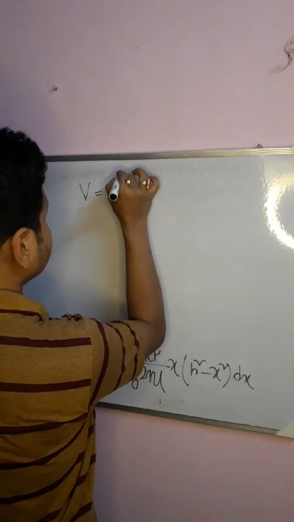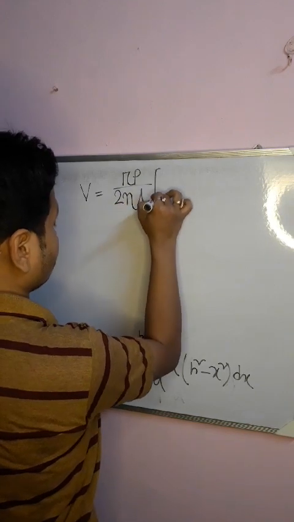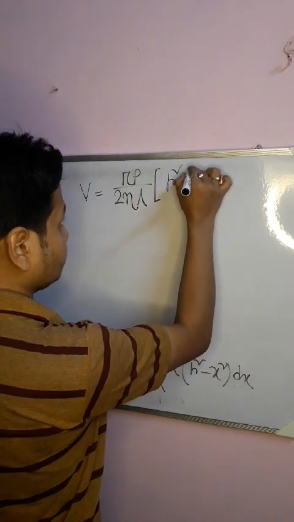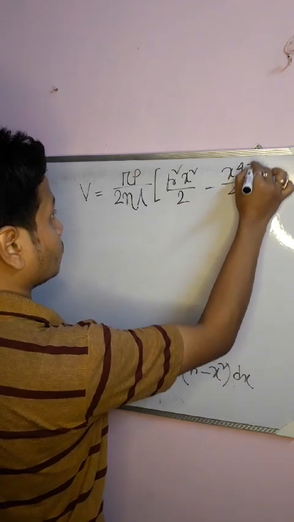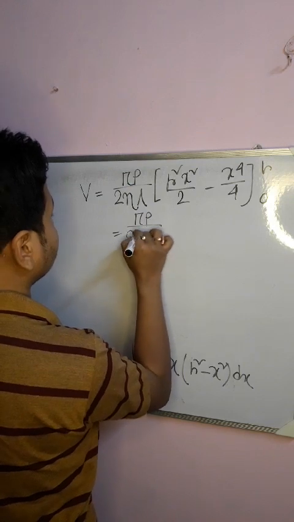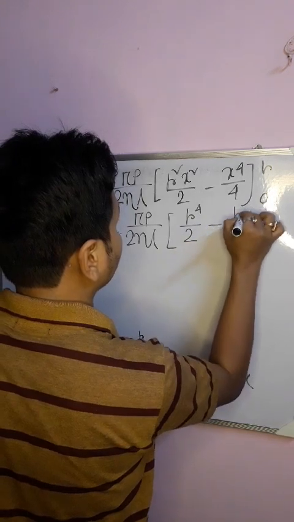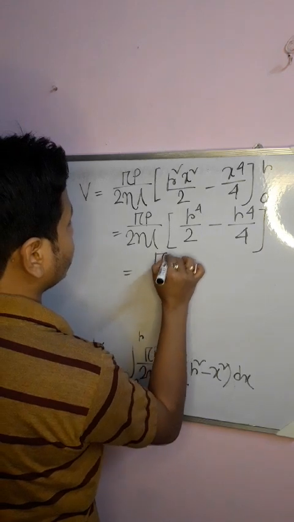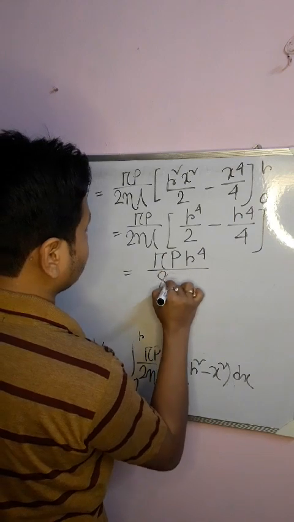So V is simply pi p upon 2 eta L. This is r square constant, and if we do x dx, this is simply x square by 2, and x cube dx gives x to the power 4 by 4, with the entire limit from 0 to r. So pi p upon 2 eta L into r to the power 4 by 2 minus r to the power 4 by 4. So this is r to the power 4 by 4. That means pi p r to the power 4, and there is 4 multiplied by 2, 8.